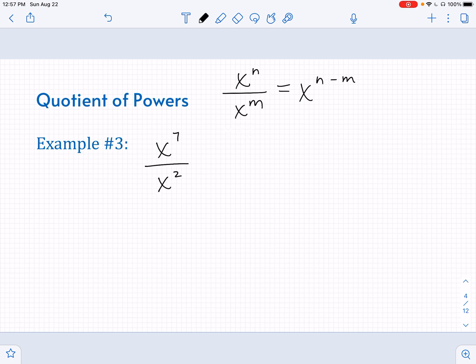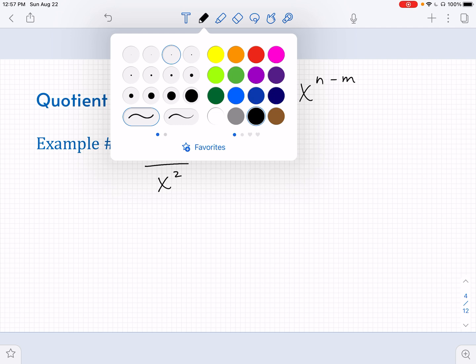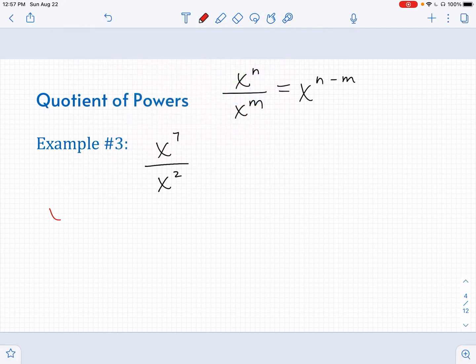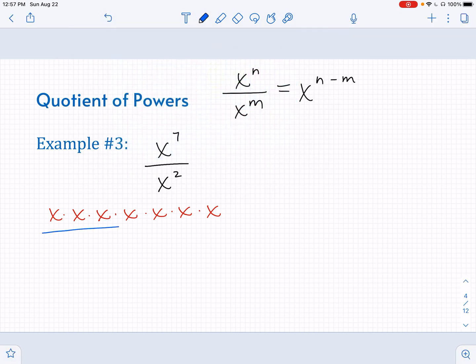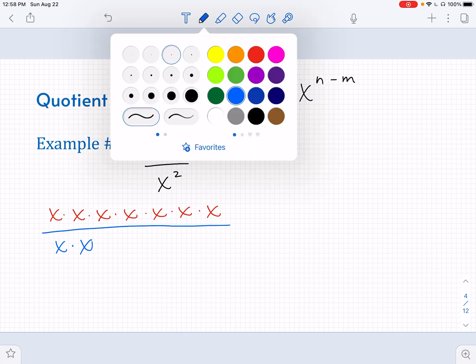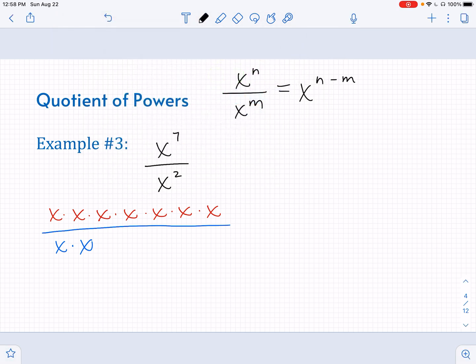If I were to draw all this out, which would take a minute, and that's okay, I would have 7 x's on the top, 1, 2, 3, 4, 5, 6, 7. And then I would have 2 x's on the bottom, the denominator. And if you think about any number, 2 divided by 2 is 1, 10 divided by 10 is 1, 100 divided by 100 is 1. So that also works here when we're talking about variables.